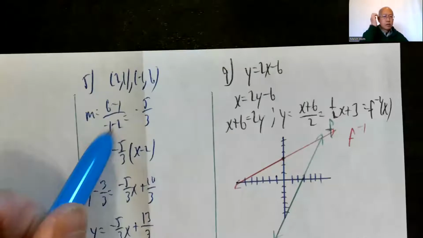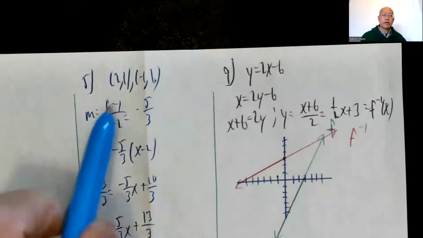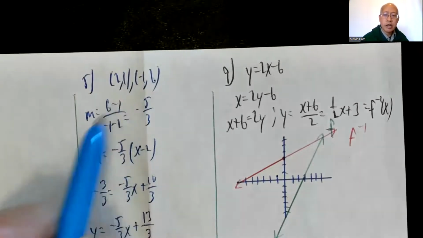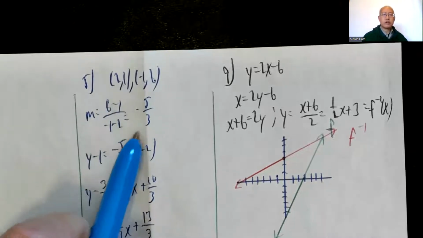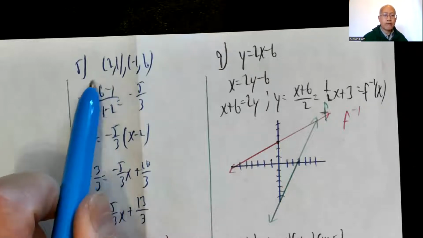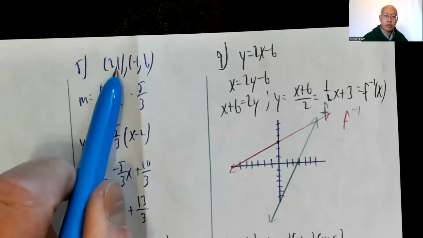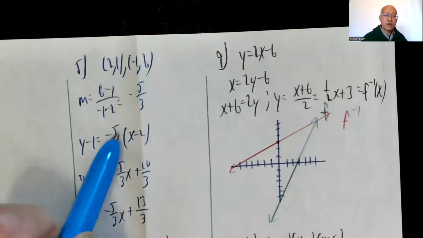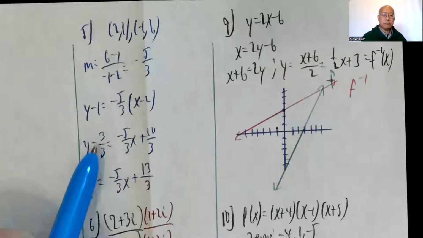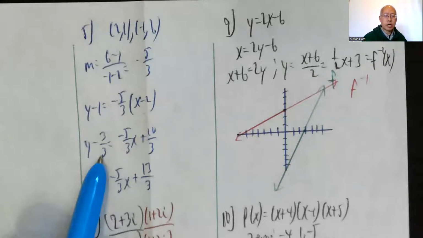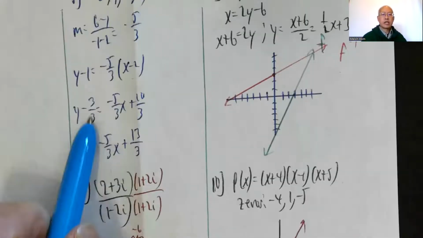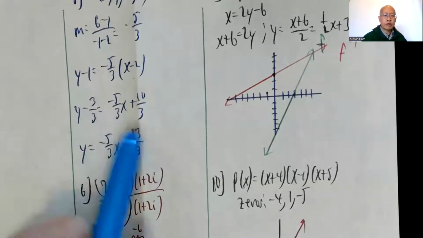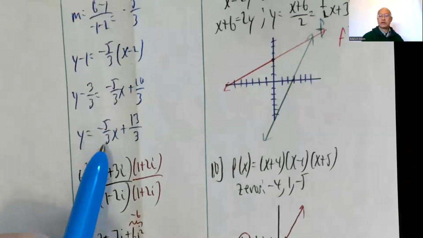Number 5, (2, 1) and (negative 1, 6). The slope is y2 minus y1, 6 minus 1, divided by x2 minus x1, negative 1 minus 2. That gives me negative 5/3. Then I plug it into the point slope form. Y minus y1, which is 1, equals m, negative 5/3, times (x minus 2). So y minus 1 equals negative 5/3 x plus 10/3. Add 1, in the form of 3 over 3, to both sides. So y equals negative 5/3 x plus 13/3.